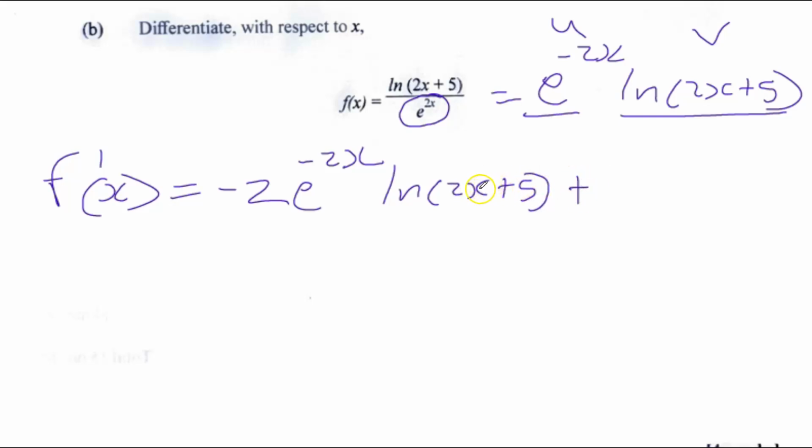Plus, and then we alternate. This time we're going to keep the e to the negative 2x and differentiate the log function. We do that by differentiating the bracket. Differentiate 2x plus 5, which is 2, and put it over itself. So differentiate the bracket and put it over itself. Alright, so that's our derivative using the product rule. So alternating, differentiate one function, keep the other, plus alternate, differentiate the other function, that's the log function. We'll get 2 over 2x plus 5. I'll keep the exponential function.